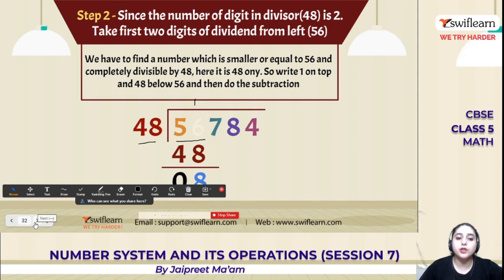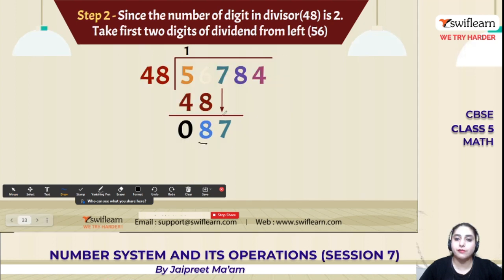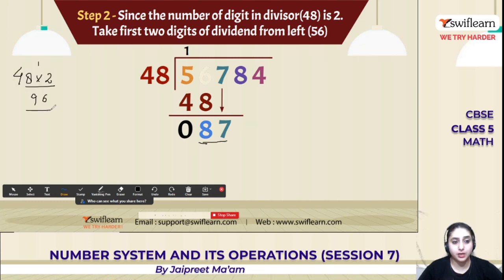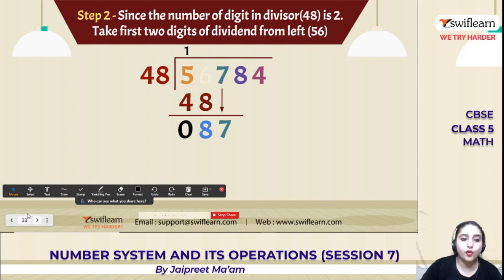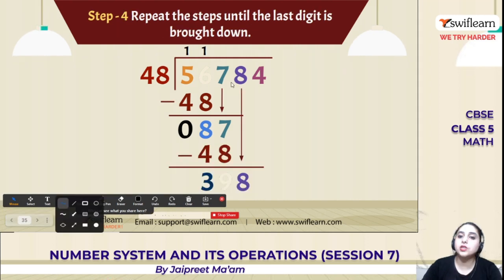And we will do the subtraction like this. 16 minus 8 is 8, and we will bring this 7 down. So it will become 87. So let's check 48 times 2. It's 16, 1 carry forward, and it's 96. So 96 is greater than 87. So we can't use 2. We have to use 1 again. So 48 times 1 is 48. Then we will do the subtraction. It will become 39. The next digit is 8.